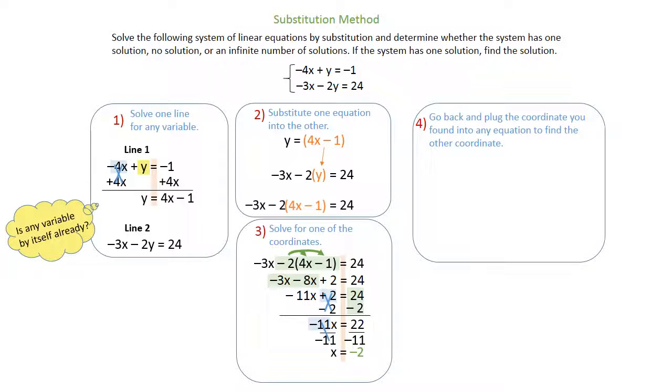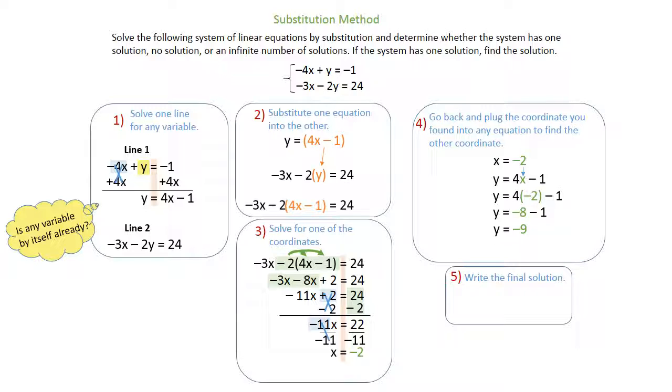The next thing we're going to do is go back and plug that coordinate that we just found into anywhere we see an x. I'm going to take where I solved for y and put the negative 2 in for the x. So substitute it in, multiply and get negative 8 minus 1, and then solve to get negative 9.